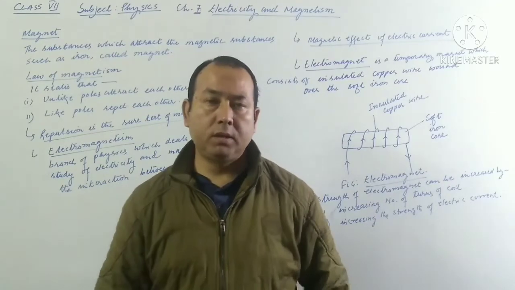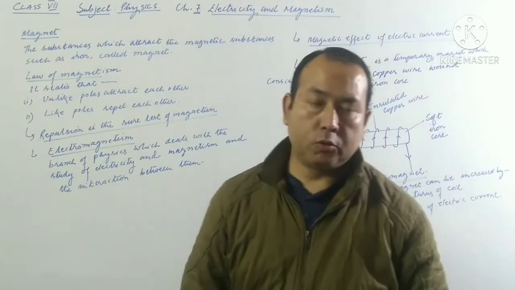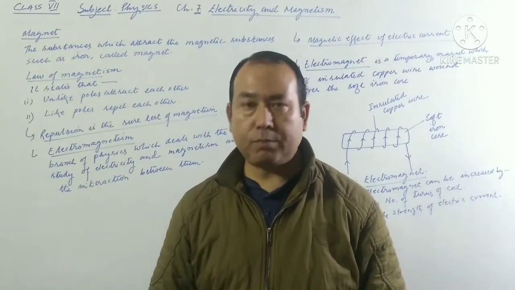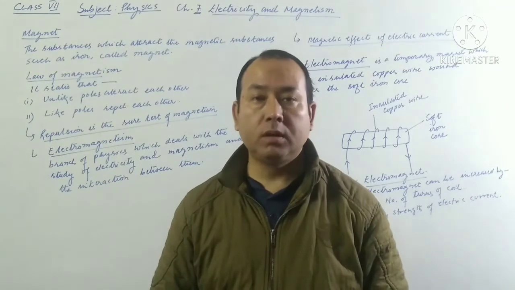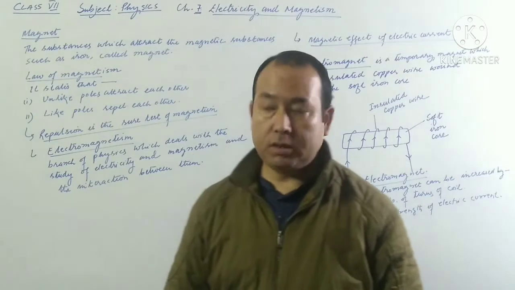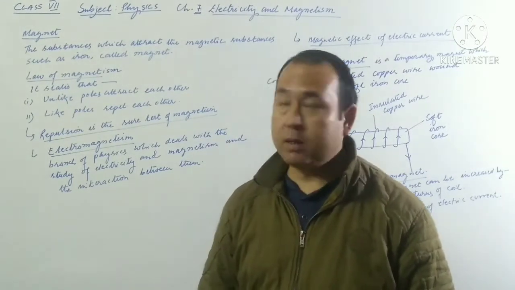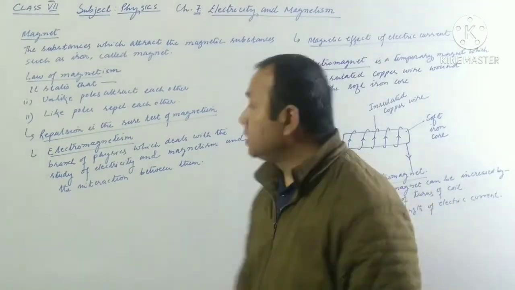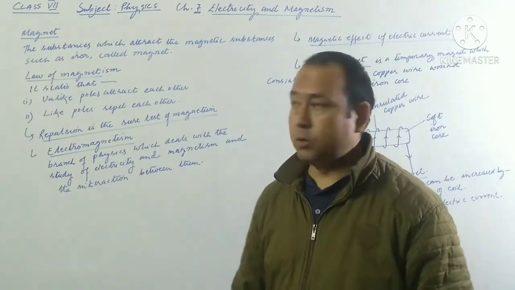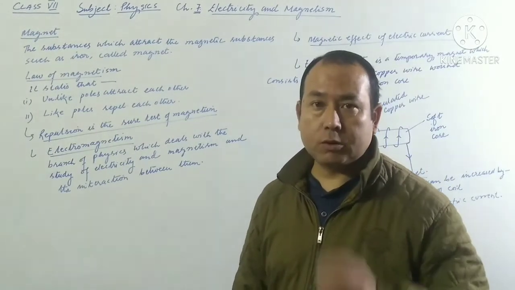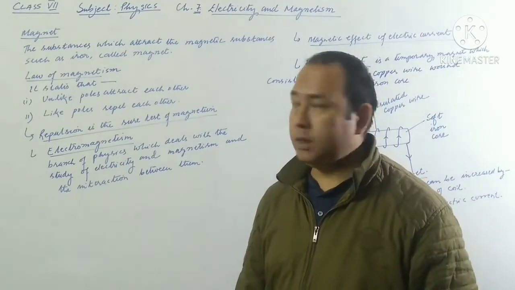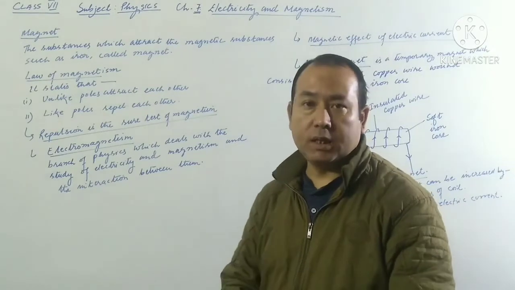Good morning, class 7. So far, we completed chapter number 6, sound. Now comes the next chapter, that is chapter number 7. The name of the chapter is Electricity and Magnetism. So this chapter is going to be very interesting, students, like sound. Many terms we will be learning, and many phenomena we will be discussing.